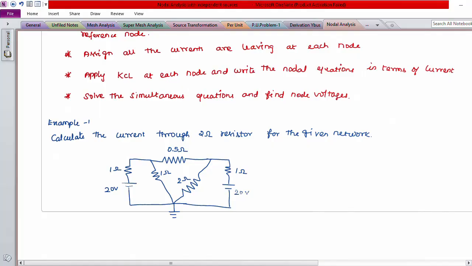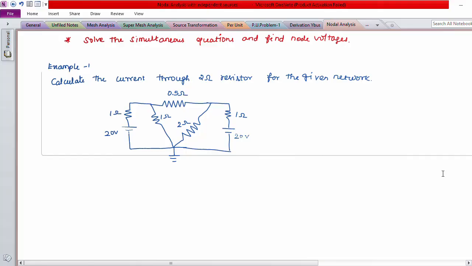Example: calculate the current through the 2 ohm resistor for the given network. As per the procedure, first we have to identify the number of nodes. In the given circuit, we have a T node, which we can consider as a reference node. Then we have to name the remaining two nodes. Let VA be the node voltage at node 1 and VB be the node voltage at node B.